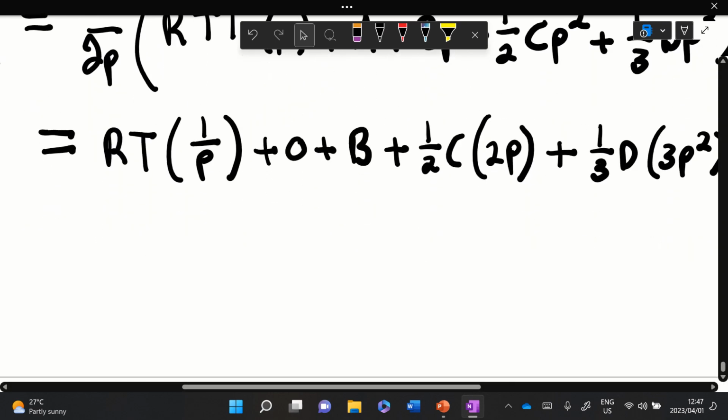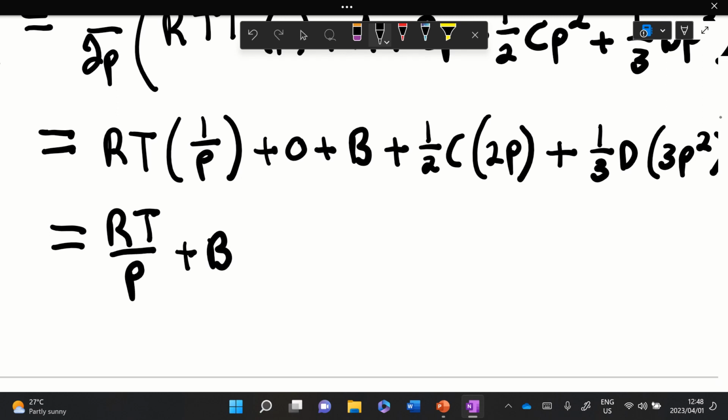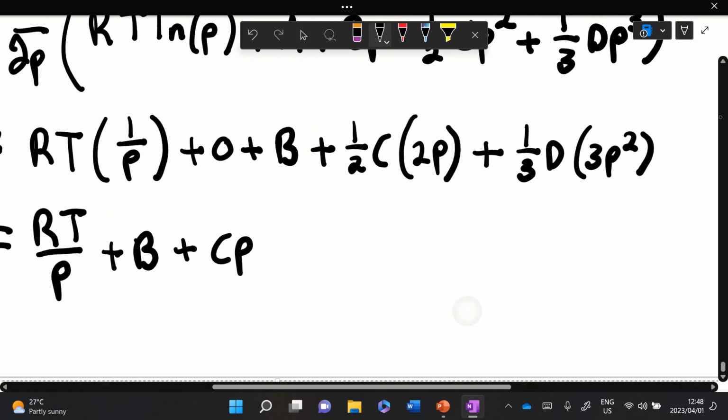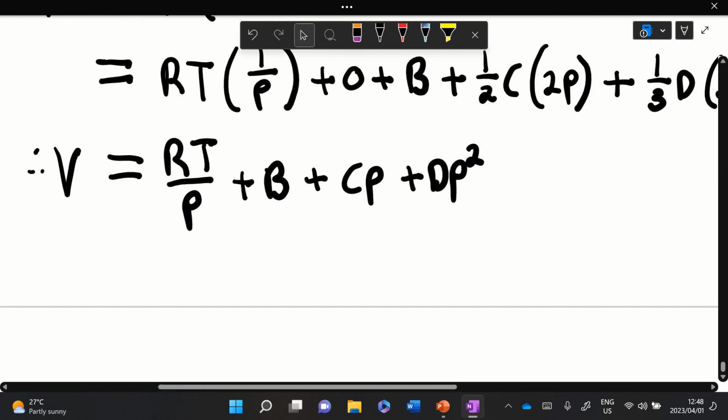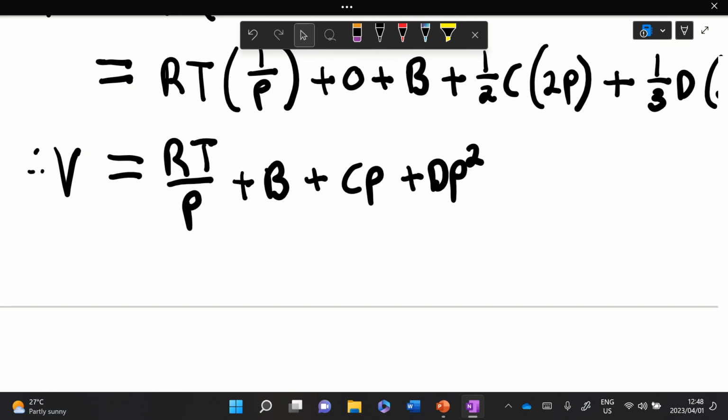Okay, so let's just write this out neatly. RT over P plus B plus CP, and the last one just becomes DP squared. Just to remind ourselves, this is the volume. So the volume is equal to something containing P in this function. We have an equation with R, P, and T, and there's a B, a C, and a D, which are all just constants.